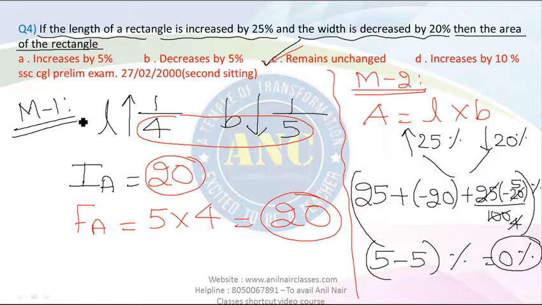Textbook methodology is method 2 in this question, which every textbook or every institute will teach. What ANC teaches in this kind of problems is method 1 in this question, which will be very easy by using this methodology called percentage change.